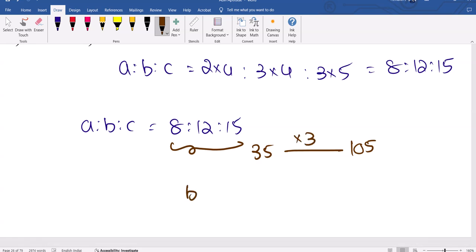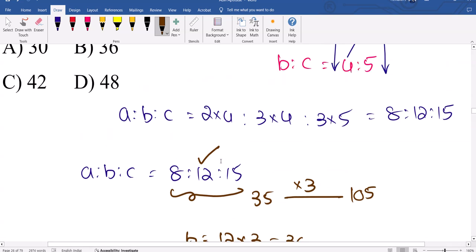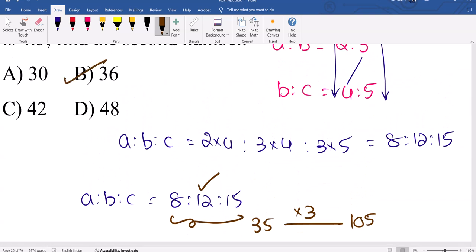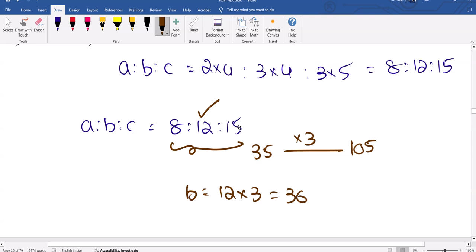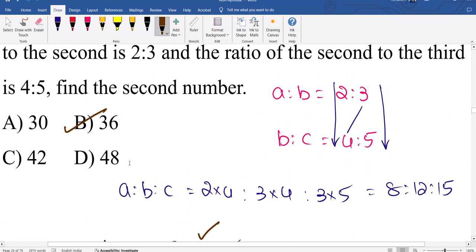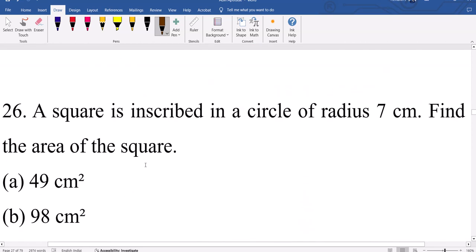Then for the second number, 12 into 3, 36 is the answer. For the third number, 15 into 3, 45. Adding all three, 35 times 3 gives 105. Option B is the answer. Question wrong, but option correct. So the sum of the numbers is 105, don't take 98, it's a mistake. Ratios, basic question. Let's see the next one.